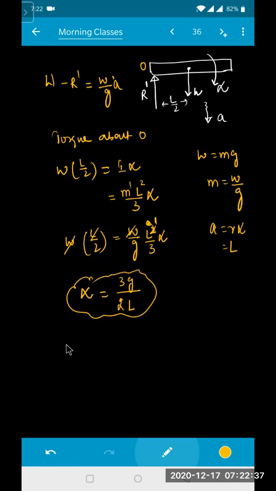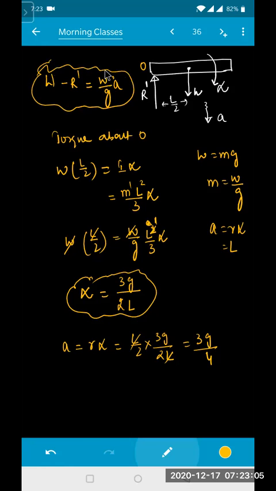So what will be the linear acceleration? We know the formula: A is equal to R into alpha. R will be L by 2, into alpha, which is 3G by 2L. This L gets cancelled, so it is 3G divided by 4. So this is your A value. We got the value of A, and that value you can substitute here, so I'll get the R dash value from this equation.